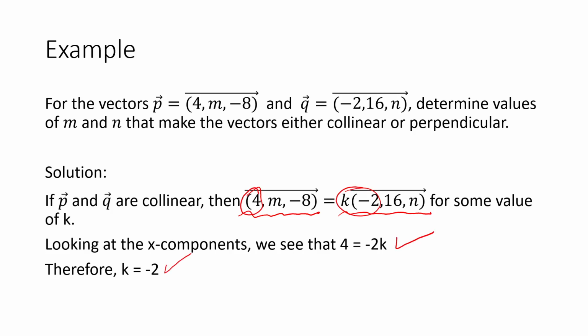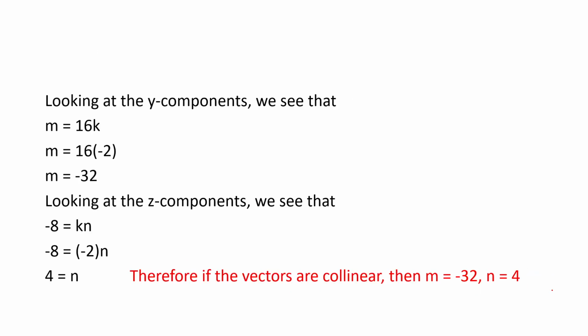Well, from that point on, the question's actually pretty simple for us. Since we know k needs to equal -2, and we know m is going to be k times 16, we know m will need to be -2 times 16. And since, again, k is -2, looking at the z's, we'll say -8 will be -2 times n, and we'll be able to solve for n. And we'll get one answer for each of those. So again, doing what we just did on the last slide, we'll see m needs to be -32, and we'll see that n needs to equal 4.